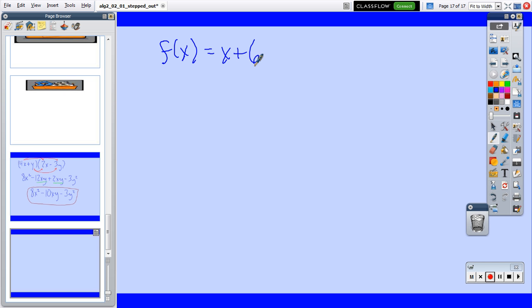What is its slope? Maybe that'll help. Its slope is 1. Right? The coefficient of x is 1. It's not written, it's understood to be 1. And what is the y-intercept?